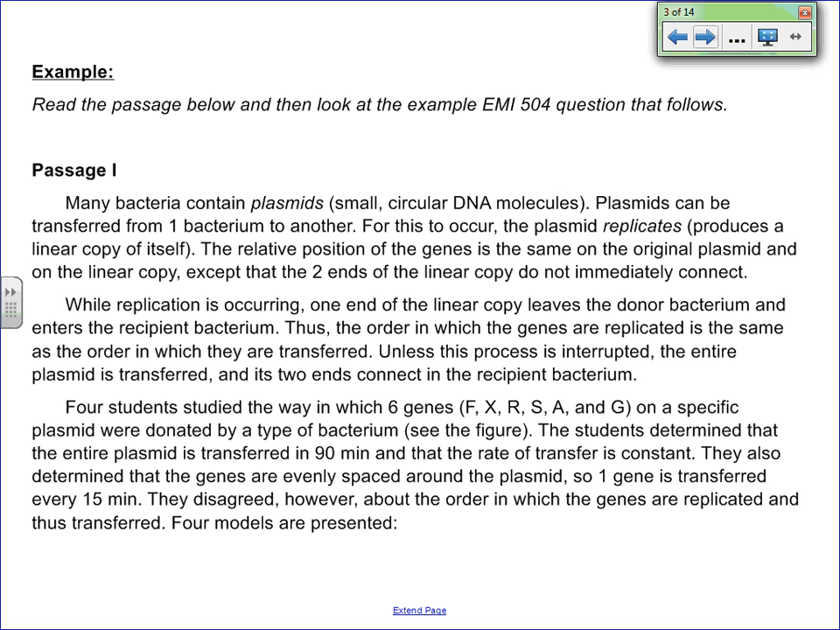Four students studied the way in which 6 genes, F, X, R, S, A, and G, on a specific plasmid were donated by a type of bacterium. That's what the figures show. The students determined that the entire plasmid is transferred in 90 minutes and that the rate of transfer is constant. They also determined that the genes are evenly spaced around the plasmid, so one gene is transferred every 15 minutes. They disagree, however, about the order in which the genes are replicated and transferred. Four models are presented below.